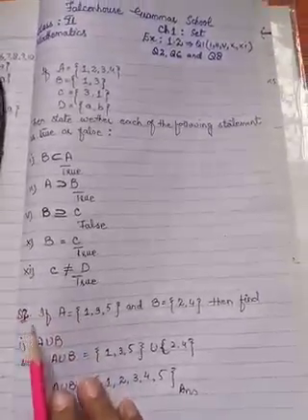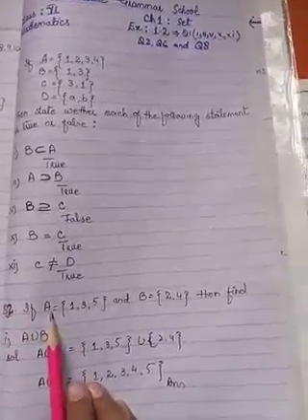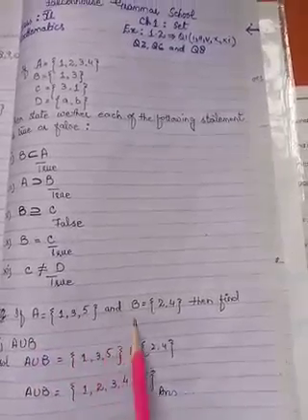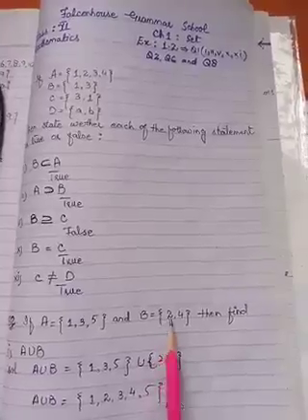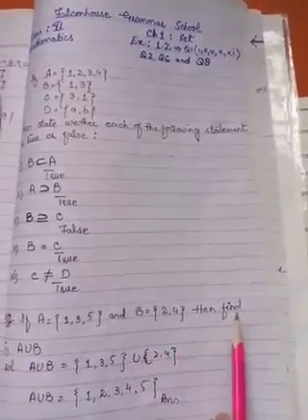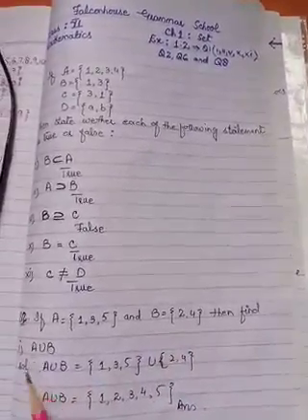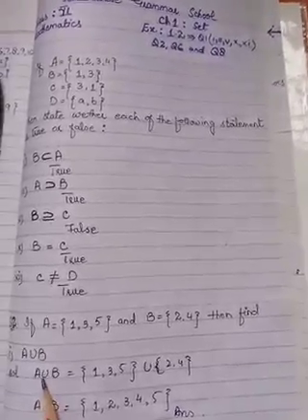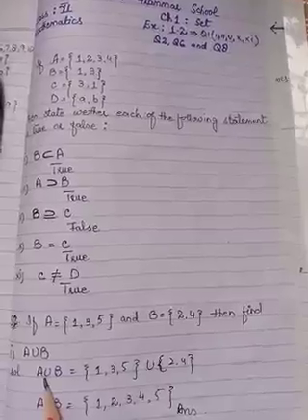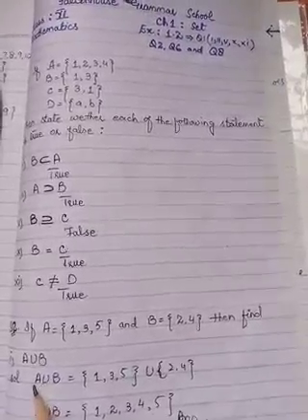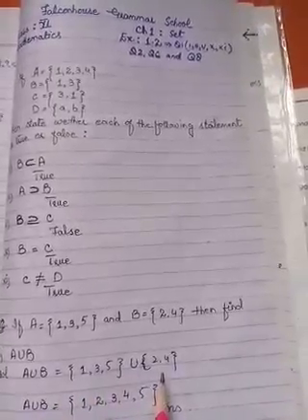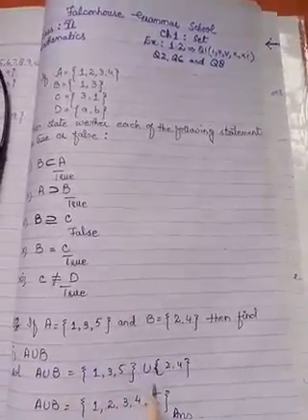Write the question number 2. If two sets are given to you, set A having elements 1, 3, 5 and set B having elements 2 and 4, and they told you to find out A union B and A intersection B. As I told you, union means unite, combine all the elements of both sets. How you will attempt the solution is very important.